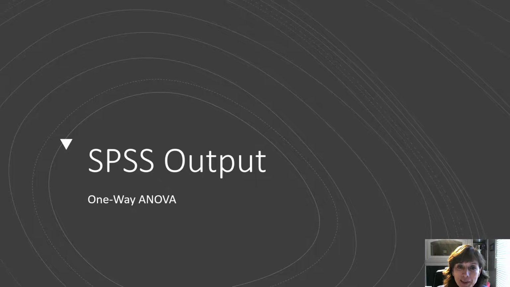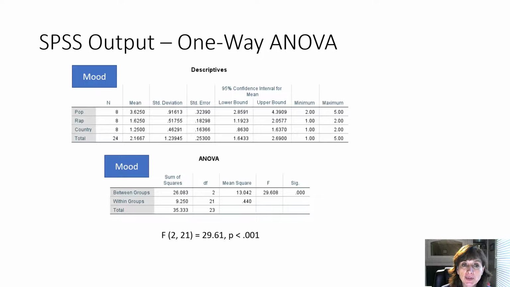In this section, I'm going to show you what the data would look like in SPSS if we were to put it into SPSS, and this is our output. So this is the same data we used before. Remember, our dependent variable is mood. I put that in blue to just remind you what our dependent variable is. Remember, we had 3 conditions: pop, rap, and country. We had means for each of those, so those are presented in the descriptives. You can also see standard deviations and all other descriptive statistics like confidence intervals.